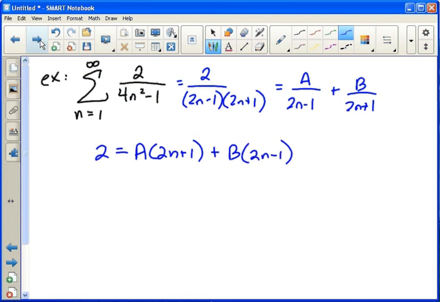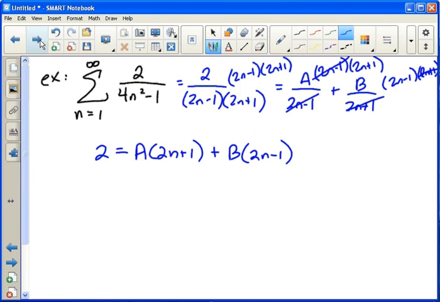Because I'm multiplying everything by 2n minus 1 times 2n plus 1, that cancels that out there. That's why the b times 2n minus 1 cancels that out with a, so you end up with a times 2n plus 1. Cancels everything out over here, so that's why you just end up with 2. So now's the part where we plug in values that will make one of the parts 0.